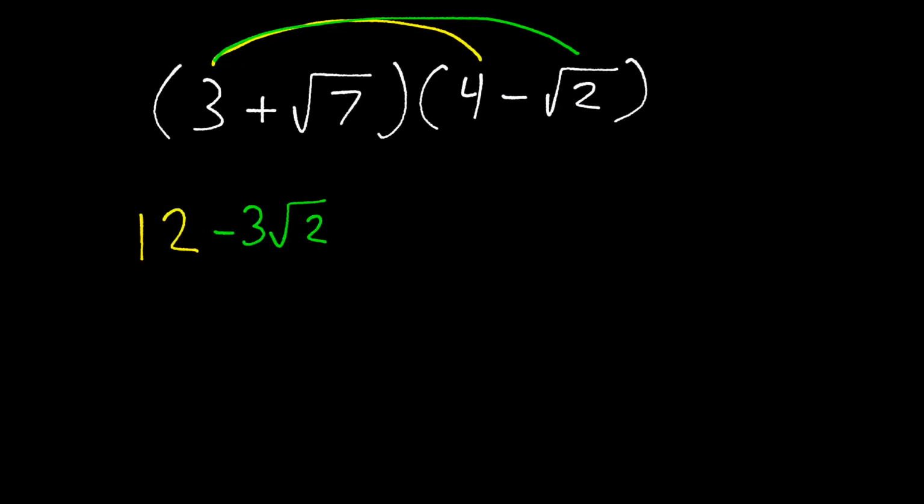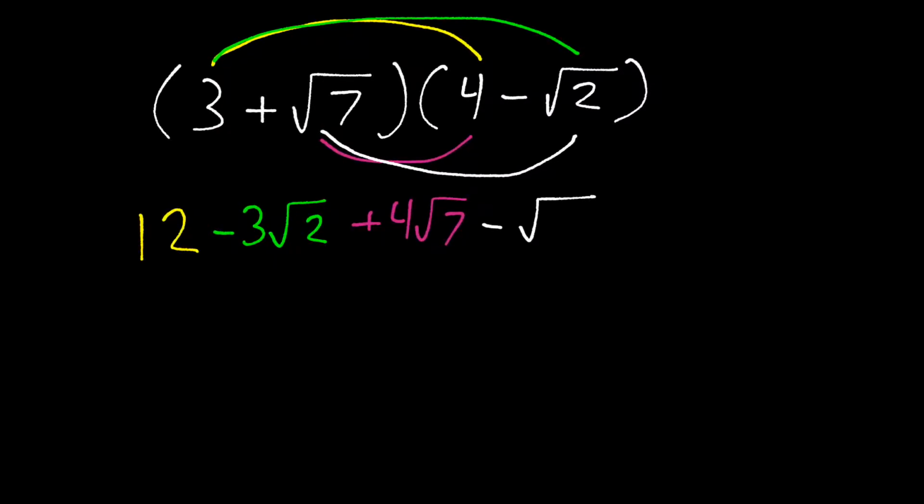Then we have the inner numbers, 4 and the square root of 7, both positive, so plus 4 times the square root of 7. And then lastly, multiply the last numbers. So we've got the square root of 7 times the negative square root of 2. 7 times 2 is 14, and it's going to be negative, so minus the square root of 14.